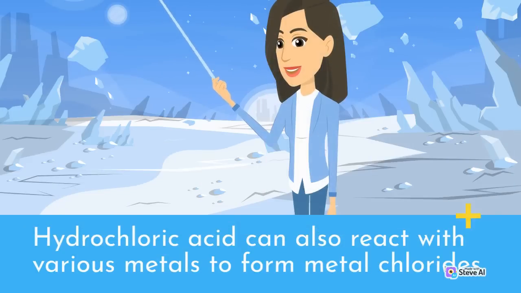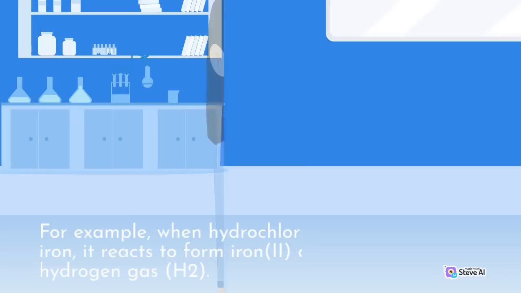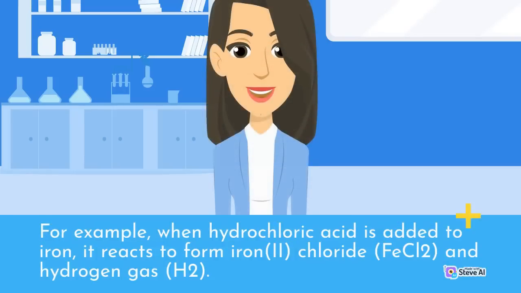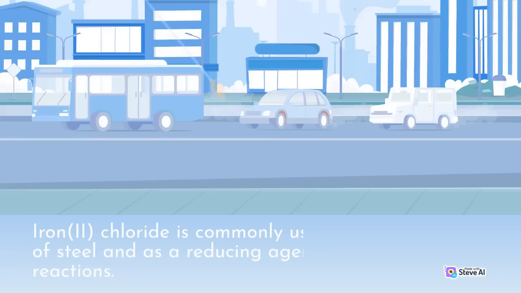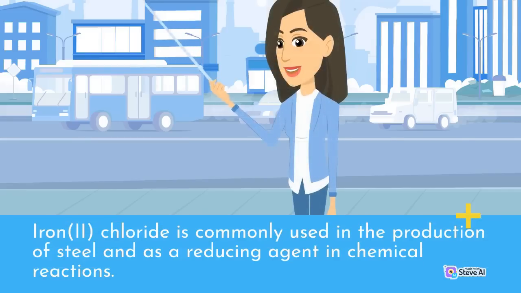Hydrochloric acid can also react with various metals to form metal chlorides. For example, when hydrochloric acid is added to iron, it reacts to form iron(II) chloride, FeCl2, and hydrogen gas, H2. Iron(II) chloride is commonly used in the production of steel as a reducing agent in chemical reactions.